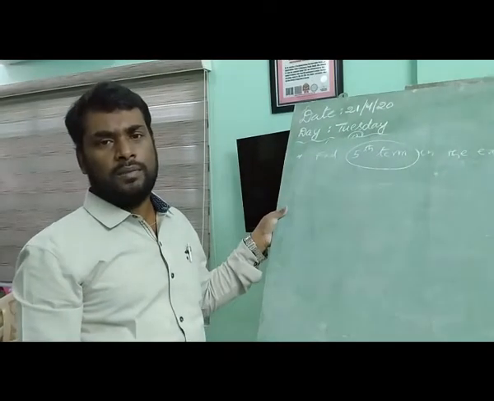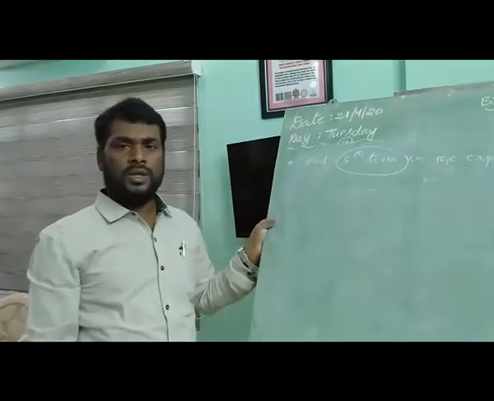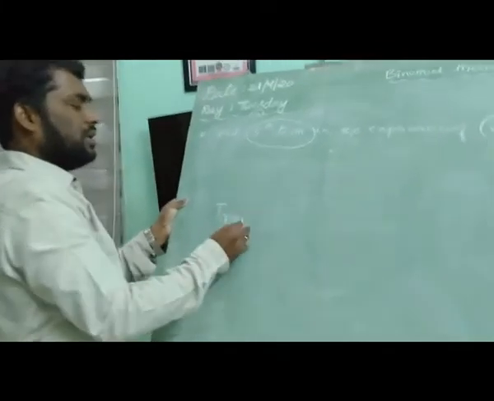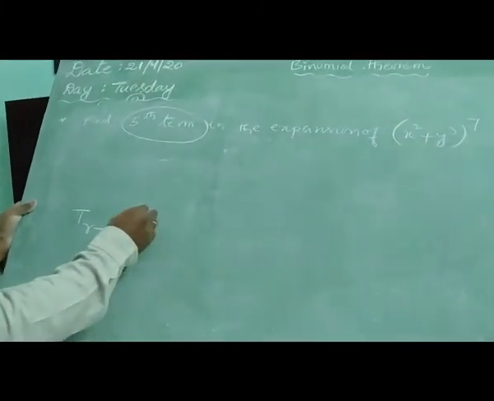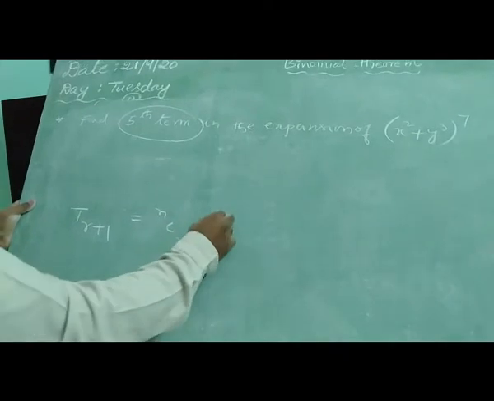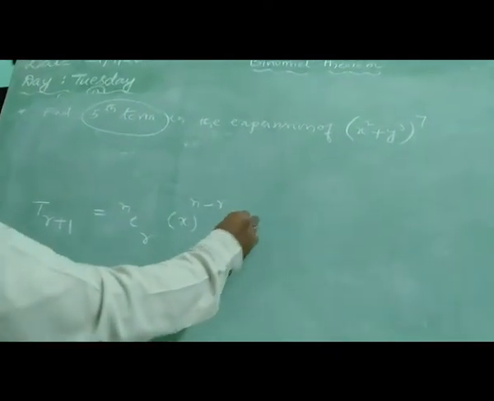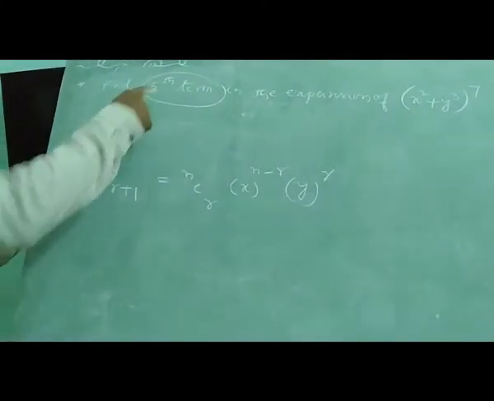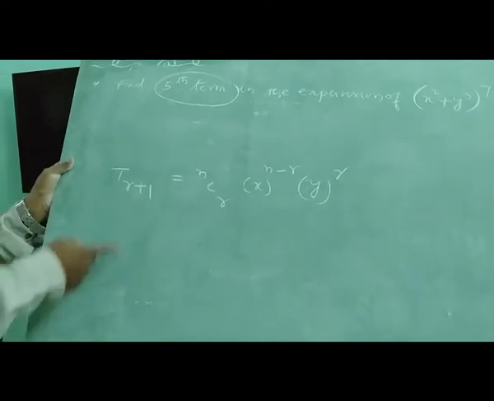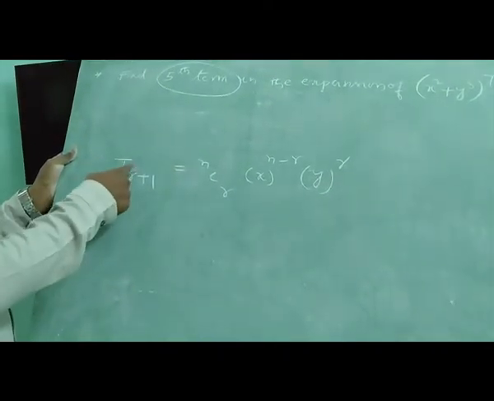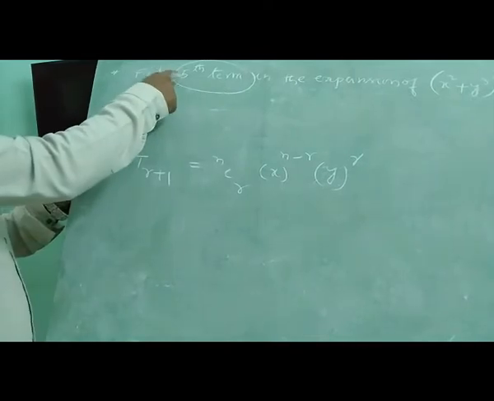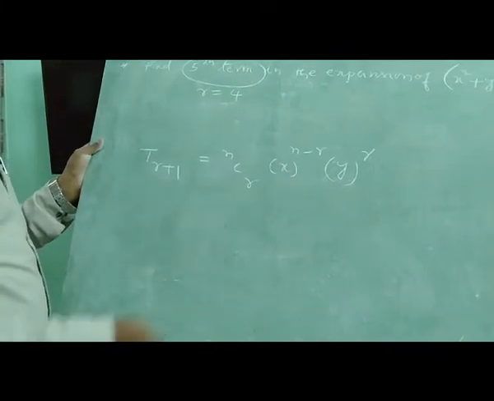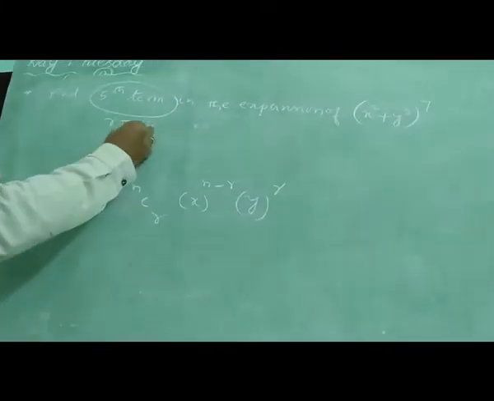What is the shortcut? By using the general term, or r plus 1th term. The general term, or r plus 1th term, in the expansion of (x plus y) whole to the power of n is T r plus 1 equals nCr x to the power of n minus r y to the power of r. Now just compare. If you want to find the fifth term, what r value do you take? We take r equals 4, because 4 plus 1 equals 5, and then you get the fifth term. And what is the n value? n equals 7.